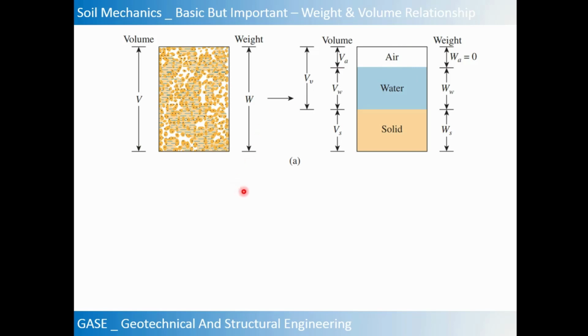Based on this separation, the volume relationships can be defined. The void ratio is the ratio of the volume of voids to the volume of the soil solids in a given soil mass. And the porosity, n, is the ratio of the volume of voids to the volume of the soil specimen.